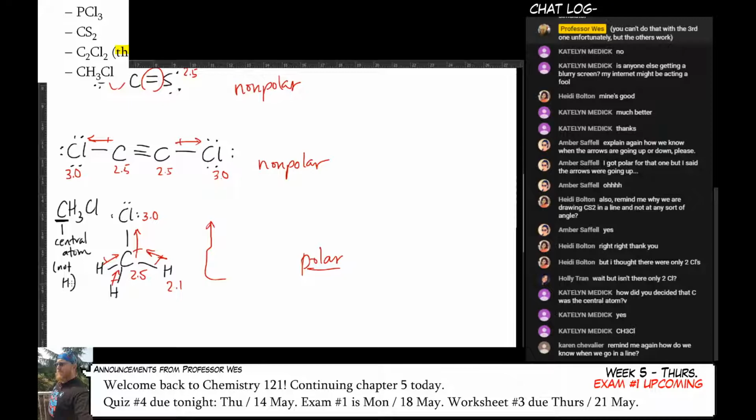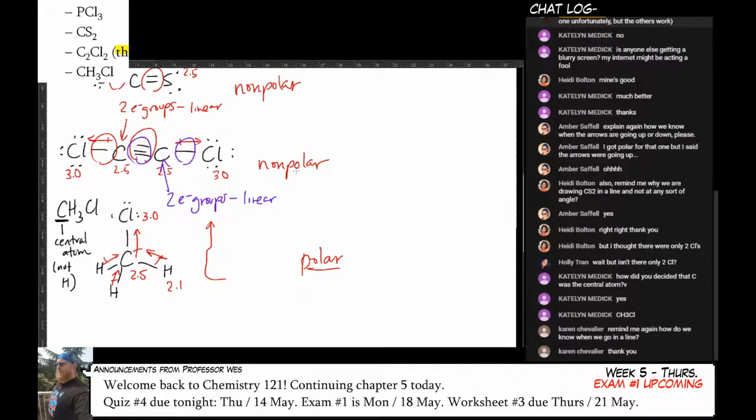How do we know when we go in a line? So you have linear stuff when you have two electron groups around a central atom. So if this is my central atom, there's two electron groups, which is linear. And I got to get another color here. Now for this central atom right here, I also have two electron groups. And that's also linear. And if things are all linear, they just all line up in a row. So as long as I keep having central atoms that are linear, everything will be linear together. Other questions? Yeah, you got it.